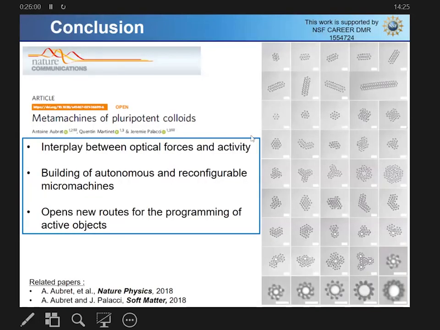So this brings me to my conclusion. You could see, I hope that I've been able to show you at least, that we can use the interplay between optical forces and activity to build autonomous and reconfigurable micro machines, and that hopefully it will help to open new roads for the programming of the various kinds of active objects. We are also still studying in the lab of Jeremy Palachi. And here you can see the full list of the metamachines that we could create.